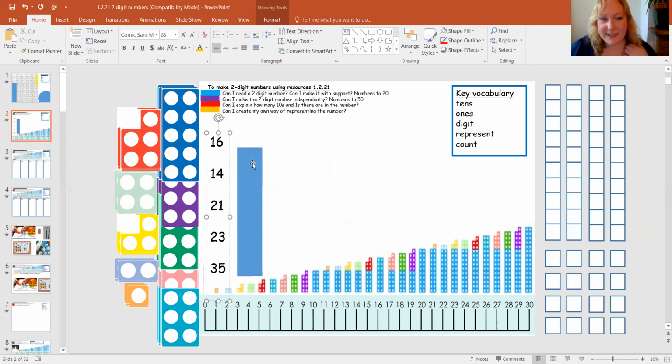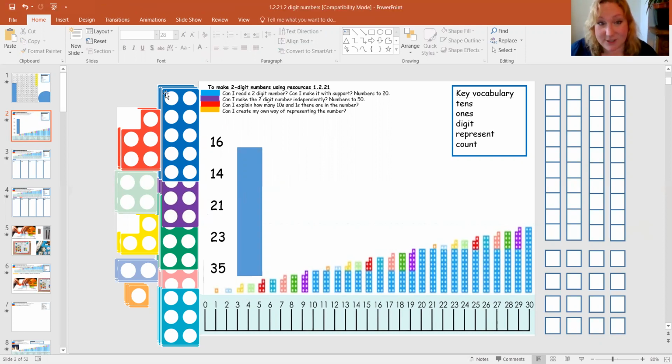If we are doing the blue level of challenge today, you're going to read a two-digit number and practice reading the two-digit numbers, and you're going to make it with support, probably, and it's going to be numbers to about 20. Now, I just want to remind you, when I was your age, would I have been able to read two-digit numbers? No way! This would have been really tricky for me, but would I have given up? Never. Let's carry on.